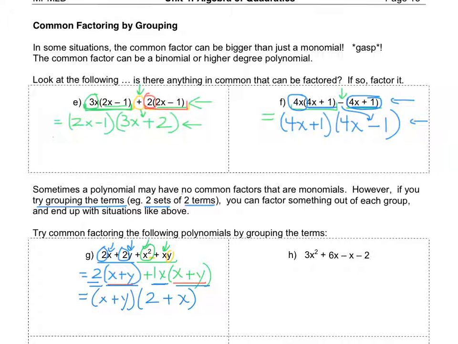Put me on pause. See if you can figure out what you can pair up there, and then you can check, and I'll go through that one step by step as well.